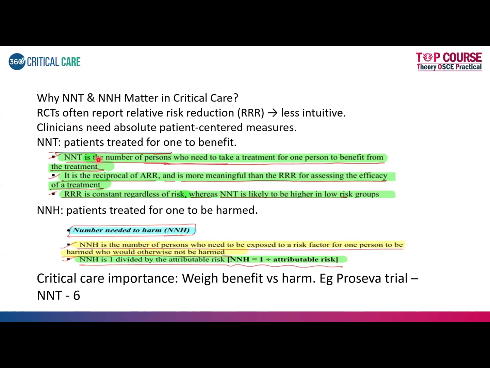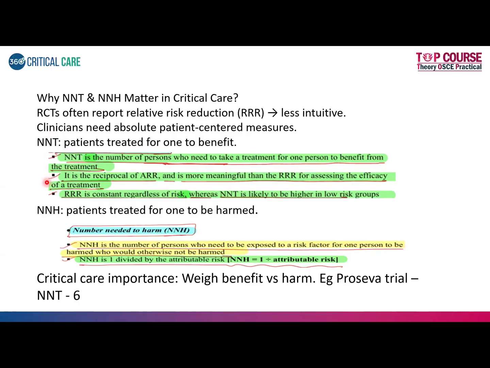The number needed to treat is the number of persons who have to take the treatment for one person to benefit from it. And number needed to harm is the number of persons exposed to a risk factor for one person to be harmed who would not have otherwise been harmed, right? So it is how many persons you give the treatment to for one person to benefit, and how many persons you expose to a risk factor for one to be harmed. So this is what number needed to treat and number needed to harm is.